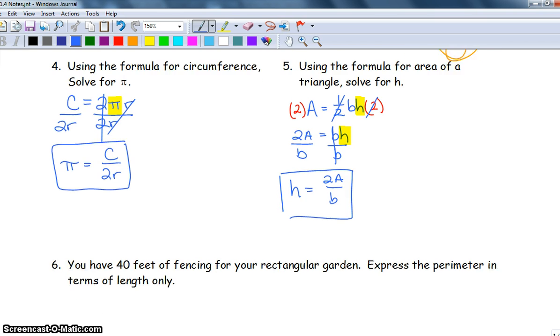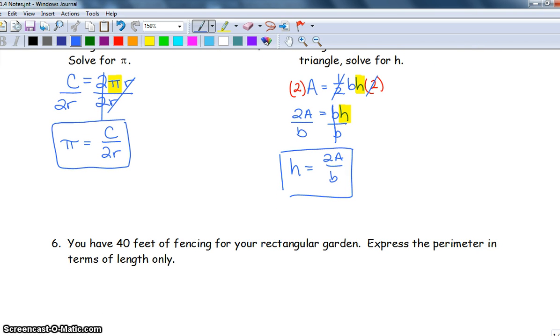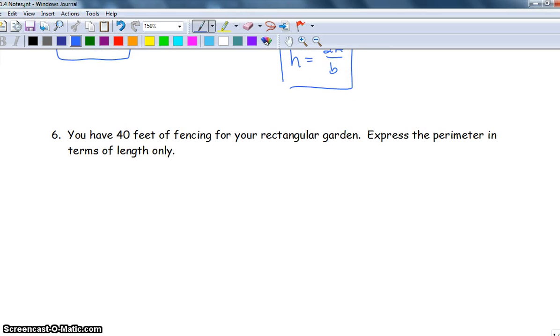And our last problem for our 1-4 notes. Number 6. You have 40 feet of fencing for your rectangular garden. Express the perimeter in terms of length only. Alright, so got a word problem here. We're going to pick out the important information. You've got 40 feet of fencing, and I see that I have a rectangular garden. We want to talk about perimeter, and we're going to solve for the length.